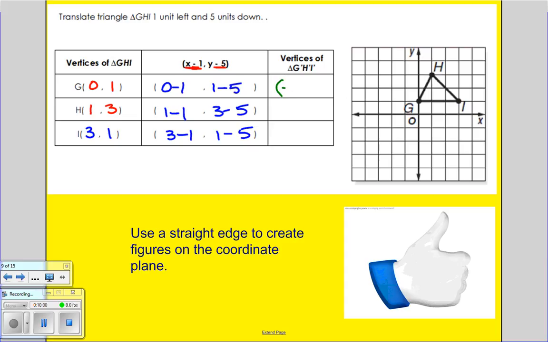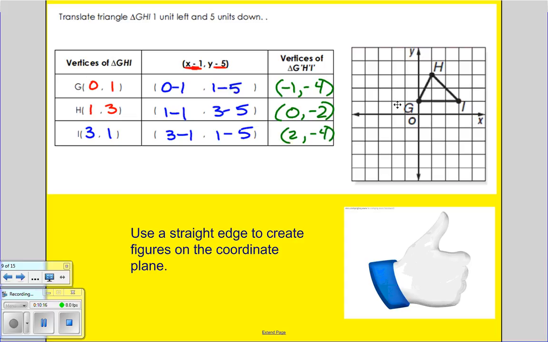0 minus 1 is negative 1, and 1 minus 5 is negative 4. 1 minus 1 is 0. 3 minus 5 is negative 2. 3 minus 1 is 2. 1 minus 5 is negative 4. And graph the new triangle.